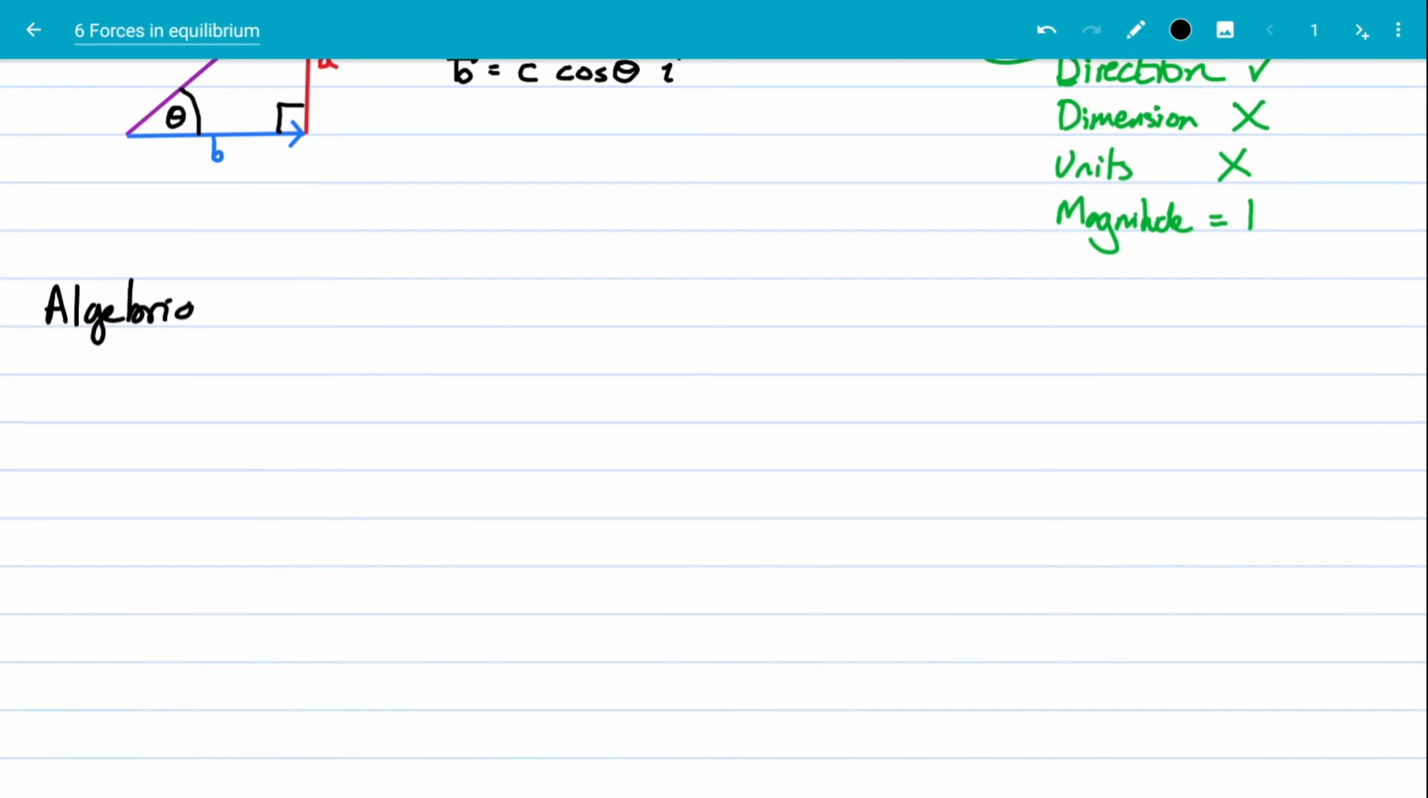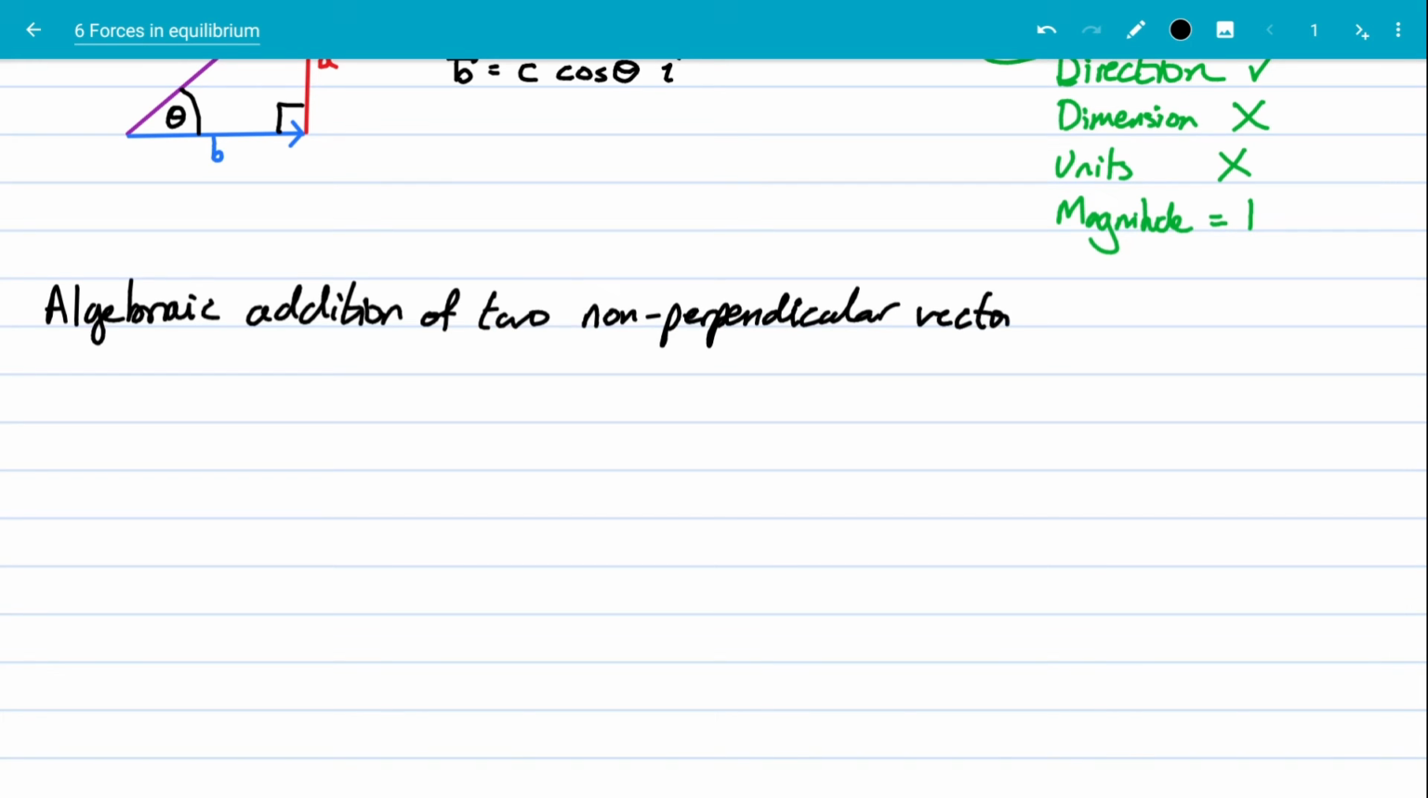Algebraic addition of two non-perpendicular vectors. Quite a mouthful, but that's what we're now going to look at.